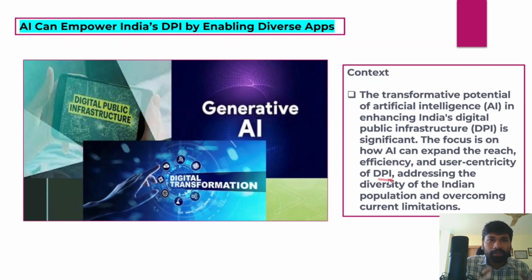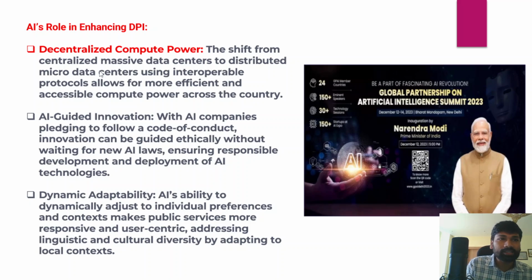So therefore we must understand, in this particular context, that there are certain issues such as the diversity of India's population and overcoming the current limitations with respect to artificial intelligence and its potential concerns. Apart from that, we should also understand the challenges or limitations with respect to India's digital public infrastructure and its access to the larger population. Now, what is the role of artificial intelligence in enhancing the digital public infrastructure?